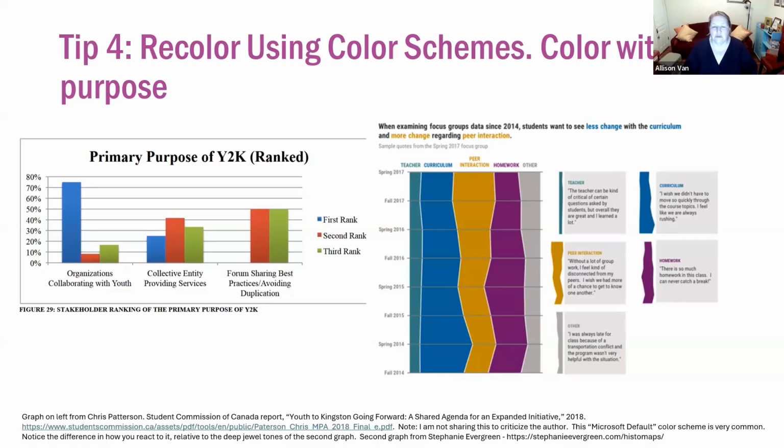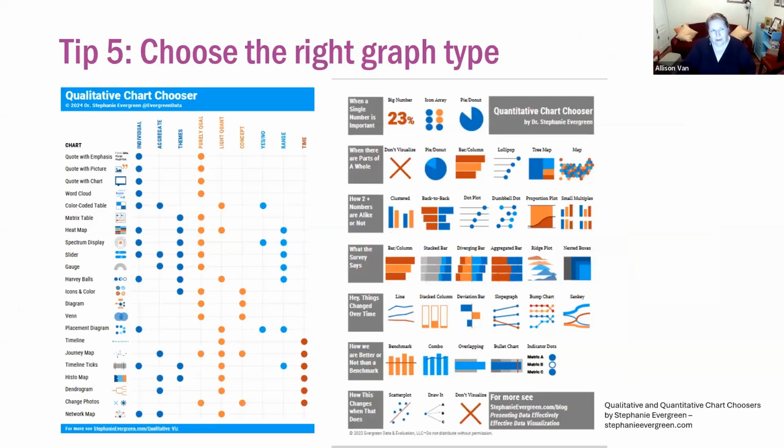I've seen ones that respond to national colors that are about different nations. When we do reports for organizations, we use the color schemes of the organizations and then complementary colors. So being deliberate with color can really set the mood for your whole report, and then being consistent with it across what you do. Tip 5, choose the right graph type.